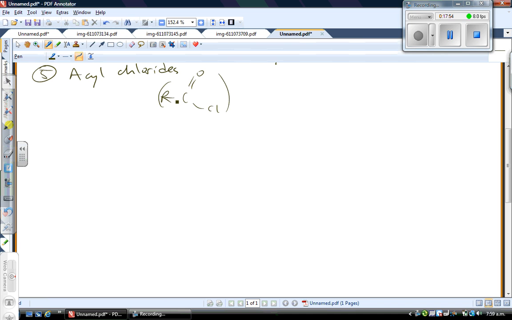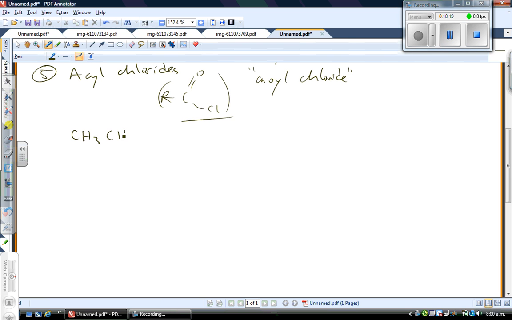With acyl chlorides, the suffix is going to be anoyl chloride. So you're going to have that stuck on the end of all of the names that you name. They're quite straightforward to name because the acyl chloride functional group has to be stuck at the end of the compound, just like with aldehydes. Then there's no need to indicate the position of the carbonyl compound. So let's just do an example.